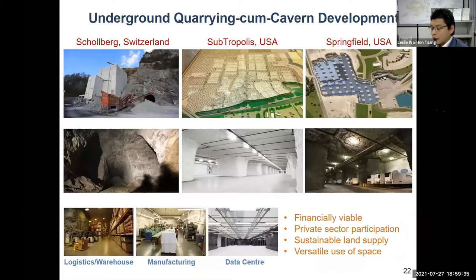A good example is the Subtropolis in the USA, as you can see in the middle photograph. It was just a rock mine for many years, and you can see that the rock pillars were irregularly placed initially. Later, it was found that the space is very useful, and therefore the mining was planned with a vision of long-term utilization of the cavern, and the rock pillars were constructed in a more regular pattern, such that the space can be used more efficiently in the future. Today, the Subtropolis is used as a logistics warehouse and also offices.